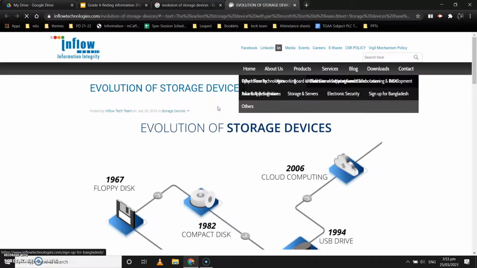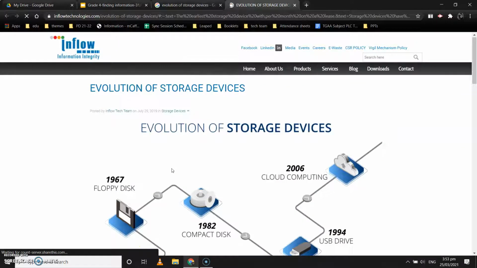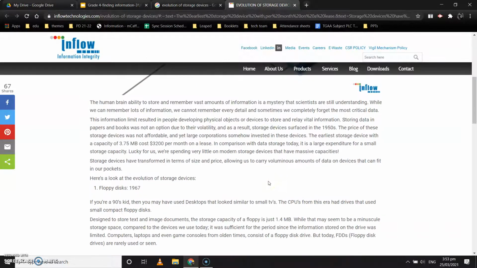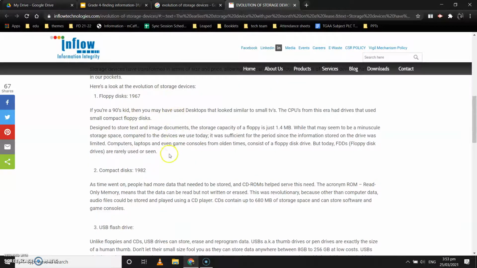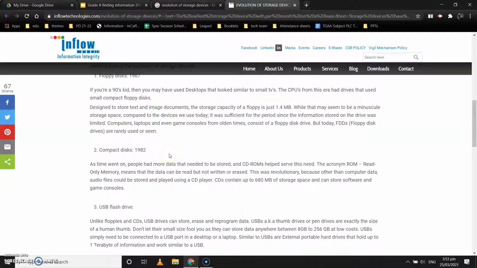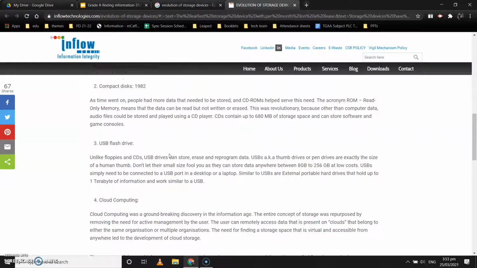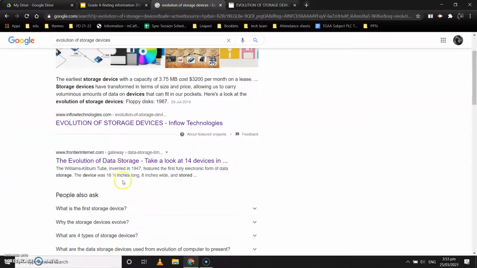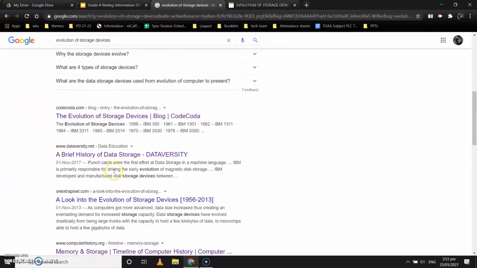So first website that is given to us by Google is evolution of storage devices. And see, they have made a flowchart also. In 1967 floppy disk was invented, then 1982 compact disk came into existence, then 1994 USB drive were there, and since 2006 we have cloud computing also. So all of these you can read the information, take out the information that you want, and then write it down in your notebook. You can also visit one more website that you can use.